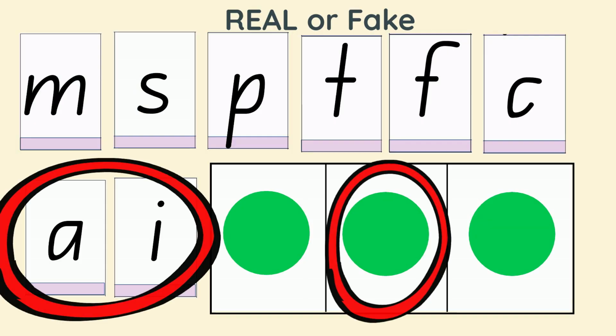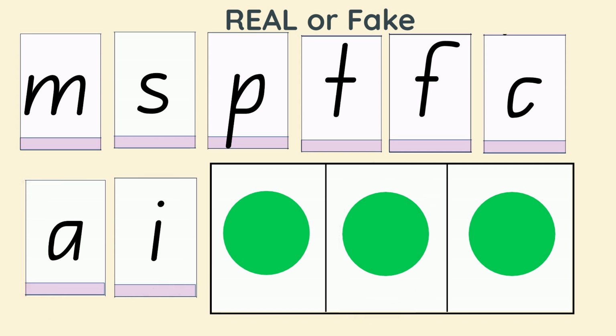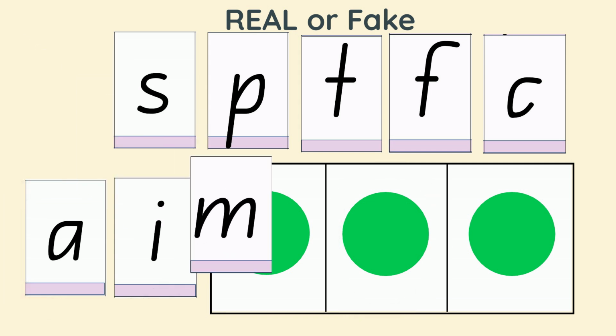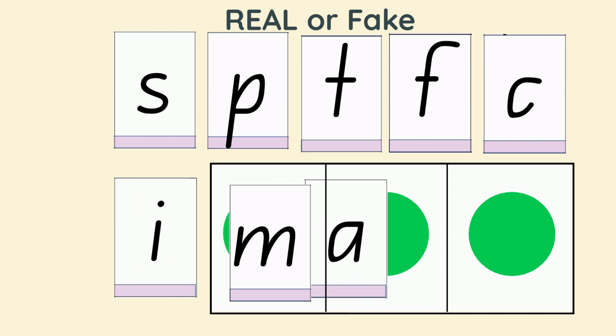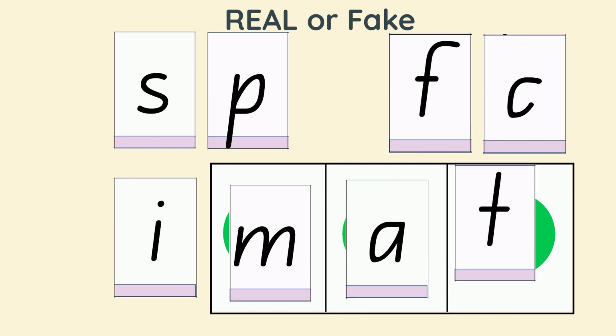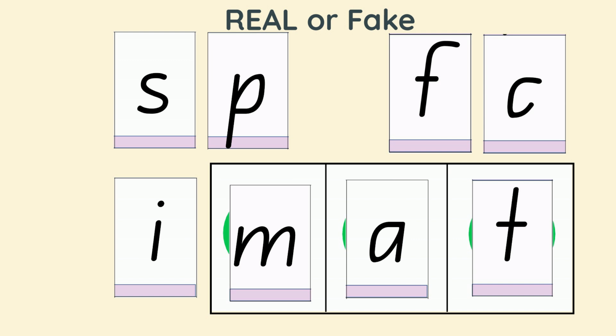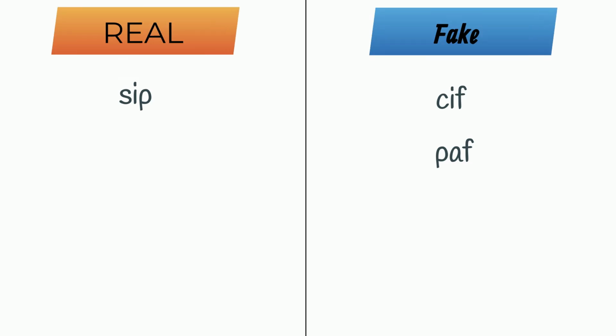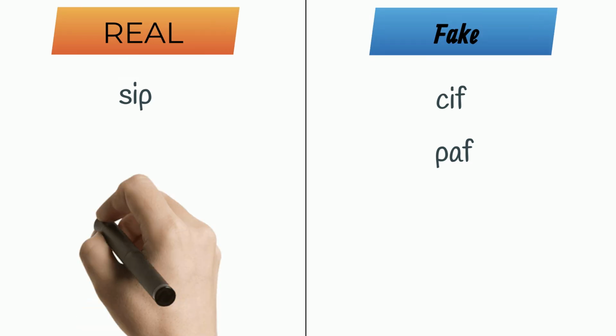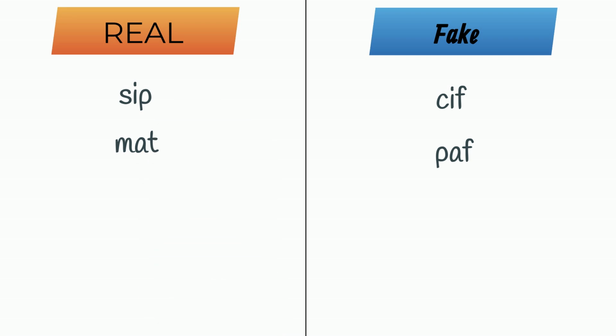Time to make another word. This time I'll use the letters M, and A will be my vowel in the middle, and T. Let's stretch that out. M, A, T, and blend it together. Mat. Mat is a real word. I will add the word mat to the real word column.